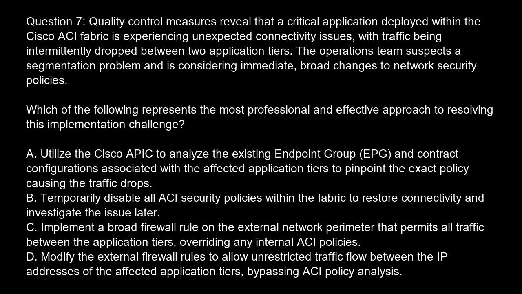Option D. Modify the external firewall rules to allow unrestricted traffic flow between the IP addresses of the affected application tiers, bypassing ACI policy analysis.